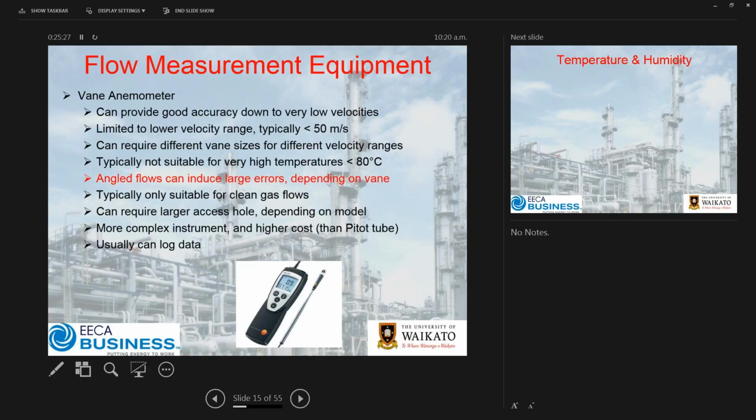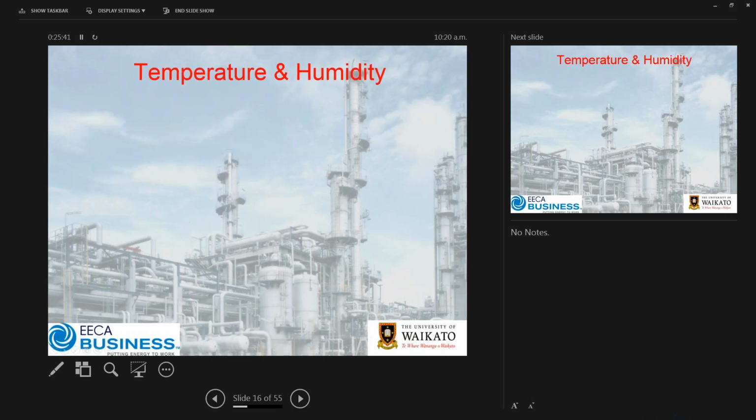So obviously useful, a little bit more expensive again than a typical pitot tube, but generally these can be a lot more sophisticated, and some of the ones on the market nowadays also have temperature compensation and mass flow functions built in.